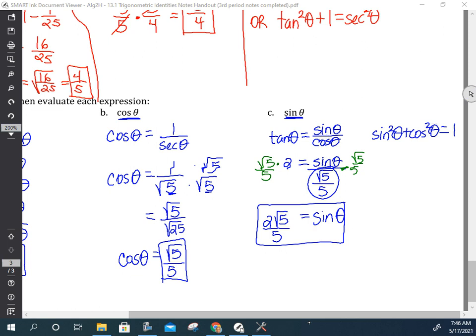So with that being said, that concludes section 13.1, and thus concludes our unit on trig. Of course, on Tuesday, that's our review day. Thursday is your final unit test covering just trig.